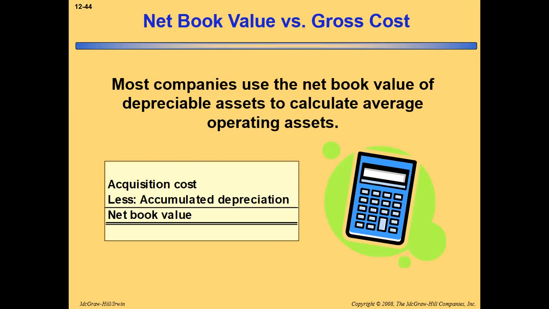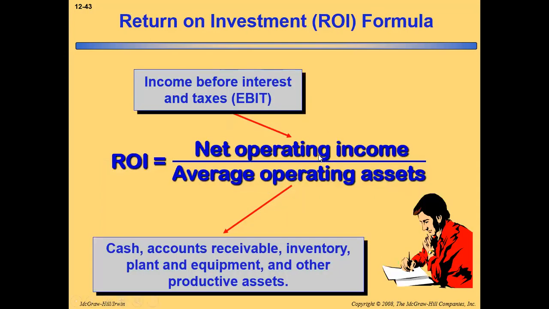Okay, so net book value and gross cost. Most companies use the net book value of depreciable assets to calculate the average operating asset. So here you see net operating income, you are clear. How do you calculate net operating income? From sales, you deduct the variable expense, then you get the contribution margin. From the contribution margin, we deduct the fixed expense. Then after that, you get the net operating income. So I think NOI is clear.